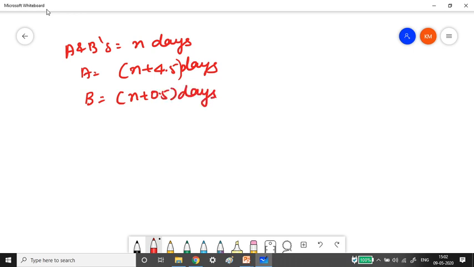Now, how will we calculate the work of A and B? It is easy, right? AB over A plus B. Just check out video number 2 or video number 1 in the series to understand this formula. This is the formula to calculate A and B's work, which is equal to X, right? So this is A and B's work. Instead of A and B, let us substitute X alone. So X is equal to AB divided by A plus B.